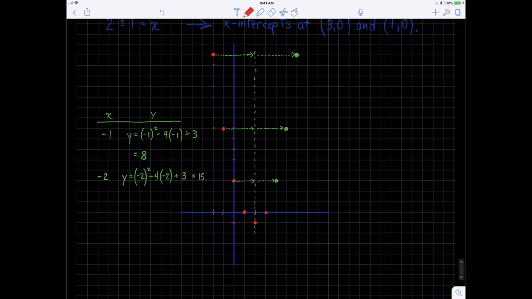And now we can draw our picture. I'm going to draw my picture here. This is a pretty big parabola to draw. I like this. There. That's our parabola.